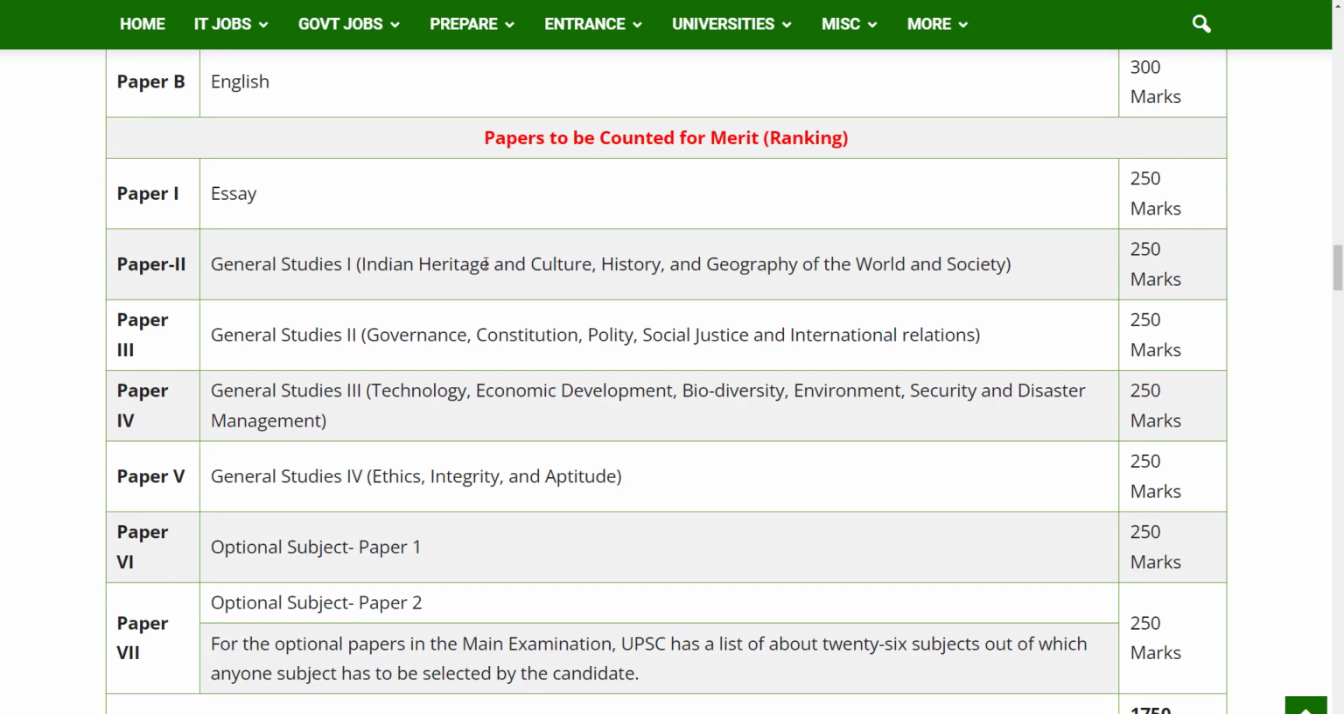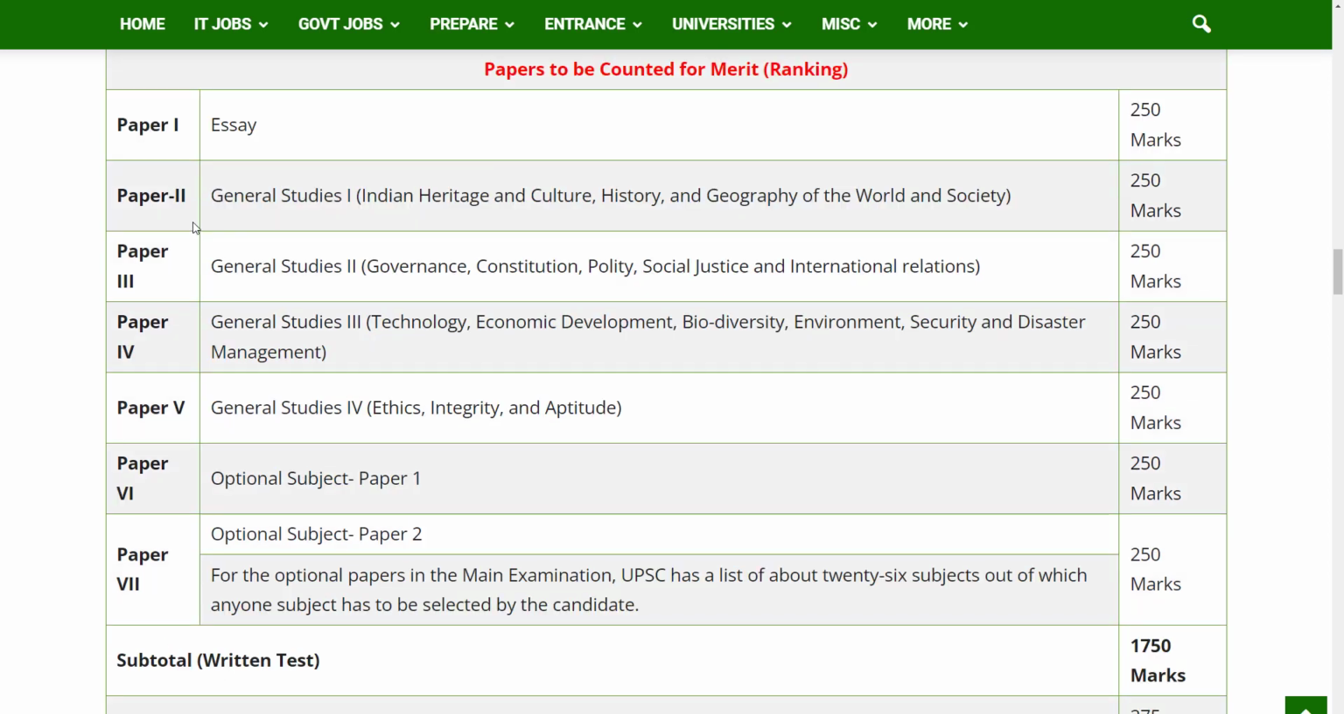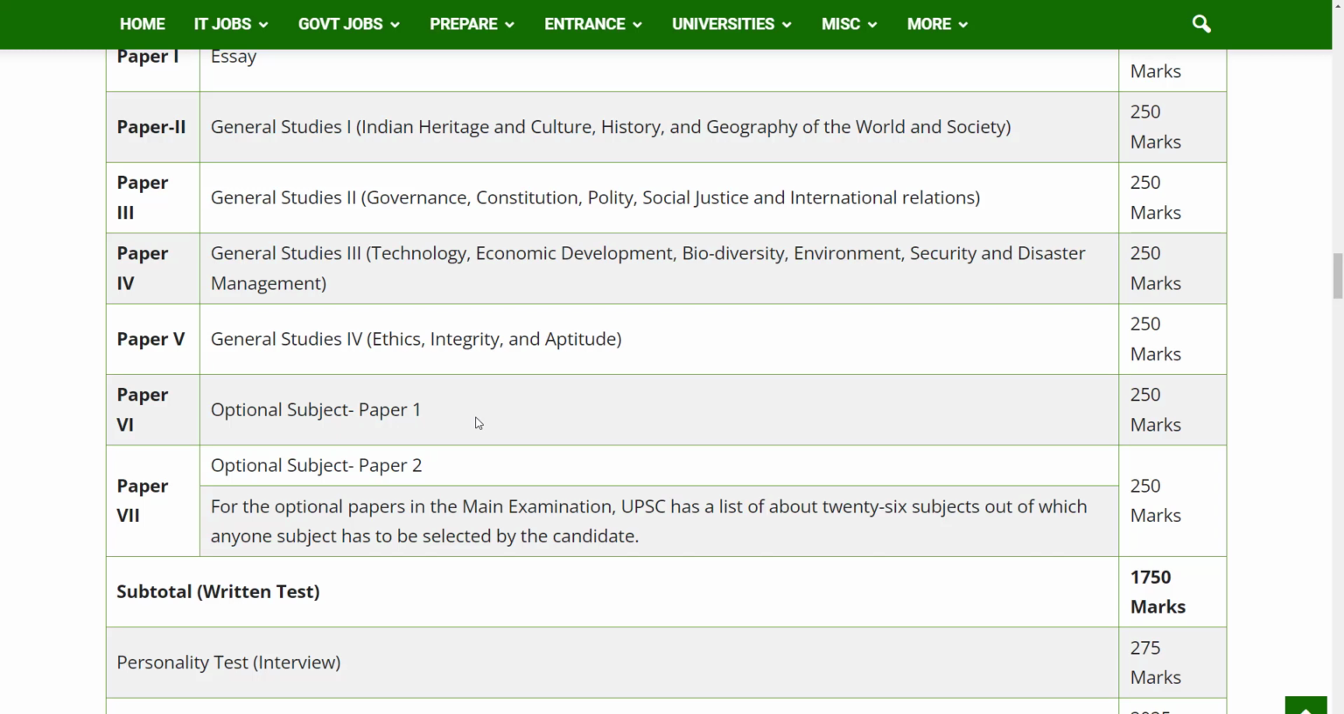And looking at the papers to be counted for merit ranking, you will have 7 papers. Paper 1 consists of essay questions, which contains 250 marks. Paper 2 consists of General Studies 1, which contains Indian heritage, culture, history, geography of the world and society, which contains 250 marks. And looking at the Paper 3 syllabus, you will have General Studies 2, which contains 250 marks. Paper 4, General Studies 3. Paper 5 consists of General Studies 4. Paper 6 consists of optional subject Paper 1, which will be chosen by the candidate, and Paper 7 will be optional subject Paper 2.